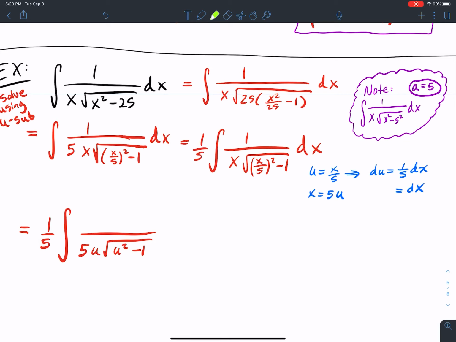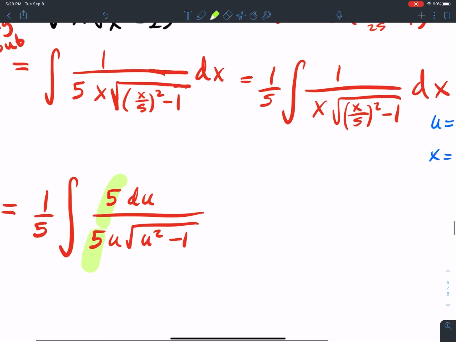I'm going to multiply both sides by 5, and so I get 5 du equals dx. So everywhere I see a dx, I'm going to replace that with 5 du, okay? So what do I see happening? These 5's cancel each other.